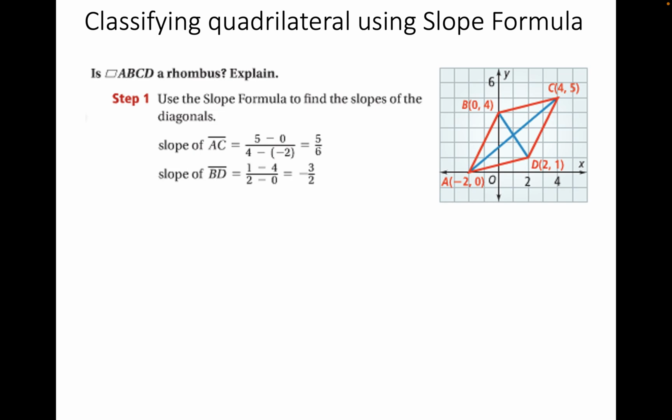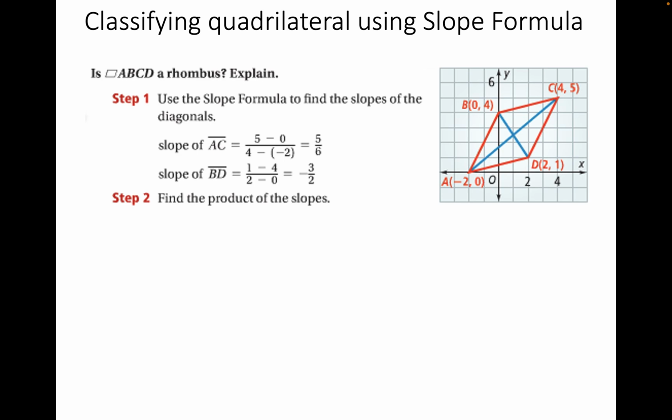All right, now let's do the same thing for BD, between B, 0, 4 and D, 2, 1. When I put that into my slope formula, I get that the slope of BD is -3/2. So the next thing I need to do is either find the product of the slopes, as it's suggesting here, or I just need to determine whether or not these two are opposite reciprocals.